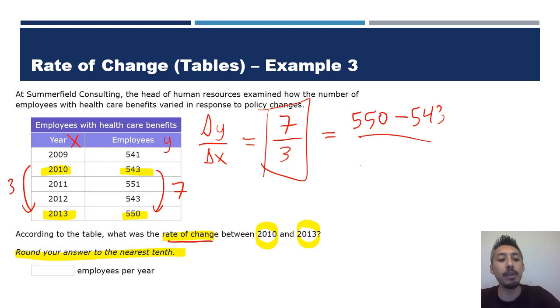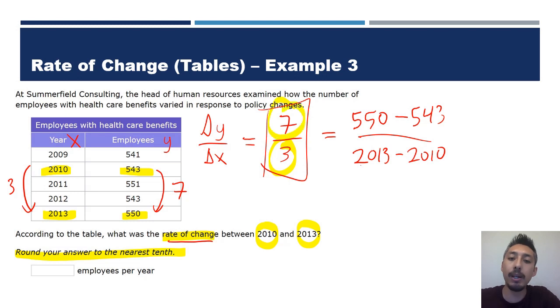We could have done the same thing for change of x. We have the change of 2013 minus 2010. So we're just subtracting those years. 2013 minus 2010, that's how we get that 3 down here in our denominator. 550 minus 543, that's how we got the 7. But again, we're not done because our answer is actually supposed to be a decimal.